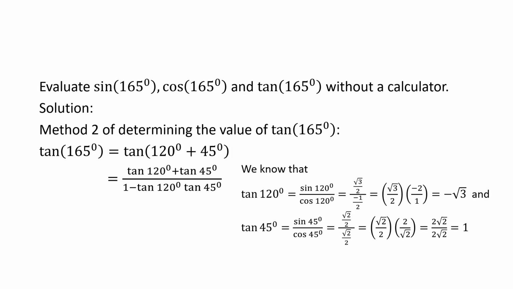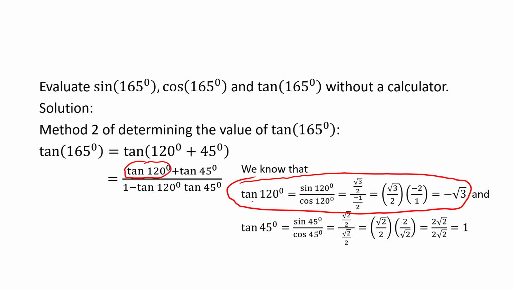That's just the same as saying sine of... we want to know what the tan of 120 is. Well, the tan of 120 can be evaluated this way. Okay, we know the sine of 120 and cos of 120, so we use those to our advantage to recognize that the tan of 120 is negative root 3.